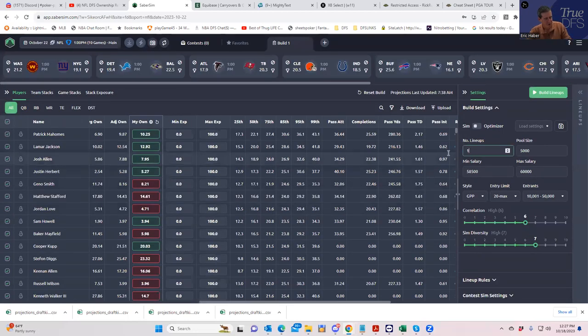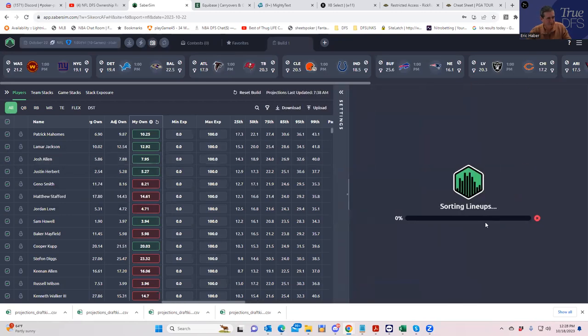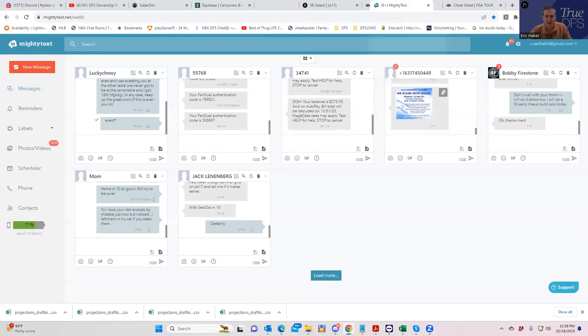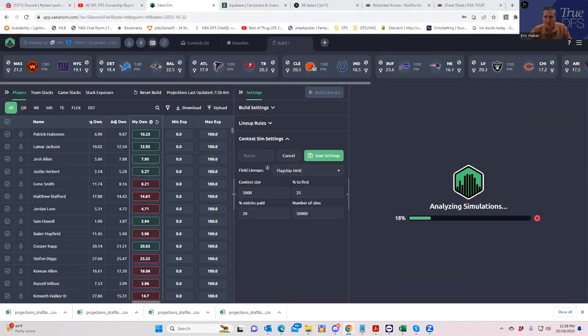We build 150 lineups, and what we'll do is start the process of getting these contest sim settings in here. So again, may as well get this right. Let's see exactly how many people are rated to be in the Sunday Million. The NFL Sunday Million looks like it would be 333,000 people.